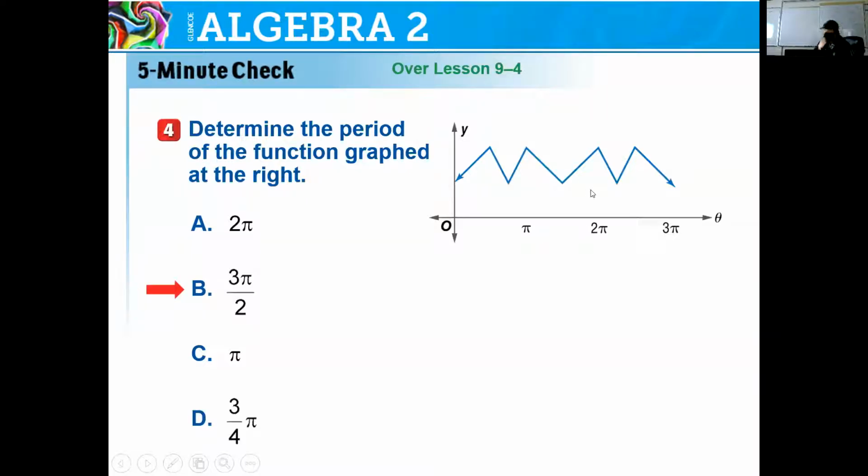Okay, periodic functions are going to be key because all of your trig functions are periodic. They repeat themselves over and over and over again.